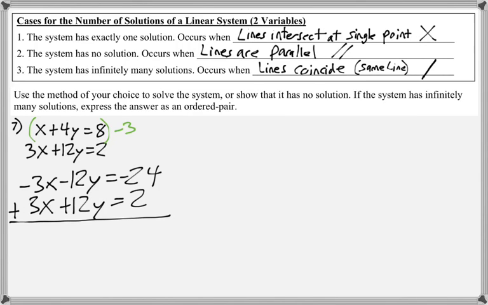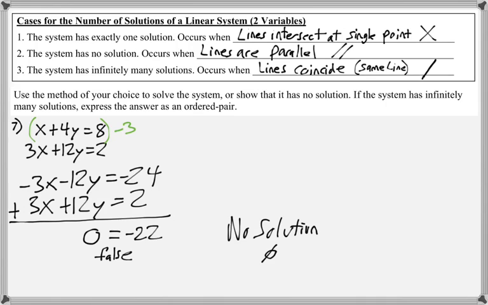And then I'm going to add these up, and my x's go away. Now, my y's go away as well, so that's going to leave me 0 on this side. And then I have negative 22 on the other side. So this is a special situation: when all of the variables go away, you're left with a statement, and that statement is either going to be true or false. Well, this is a false statement, so this means that there is no solution. These are parallel lines.